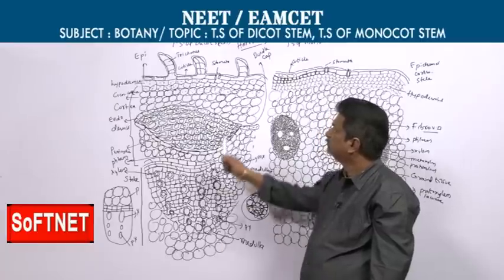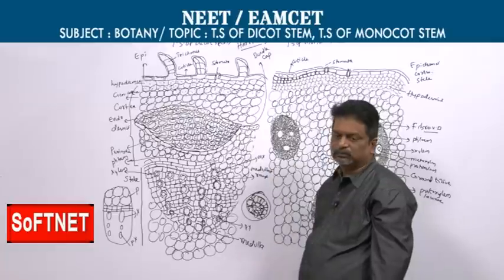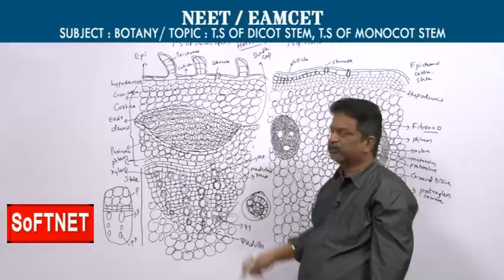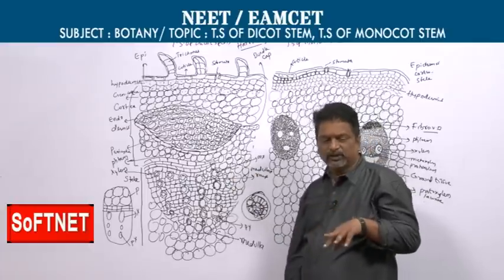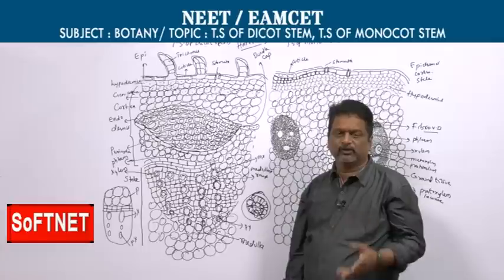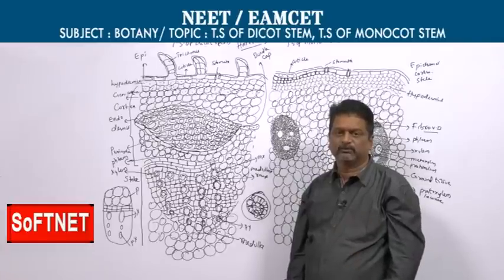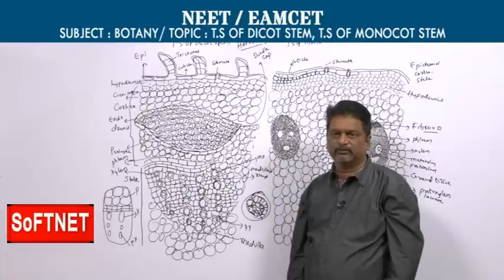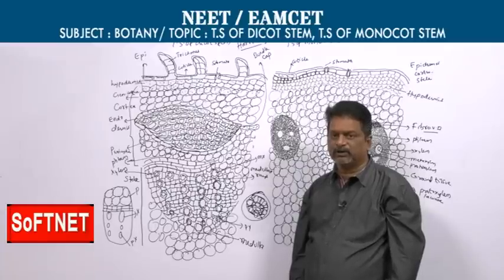Then the point, in roots there is exodermis, but in stems it is hypodermis. In both roots there is exodermis. That exodermis is made up of suberin, and it performs two functions. In old roots, it acts as a protective layer, and generally it prevents leakage of absorbed water.